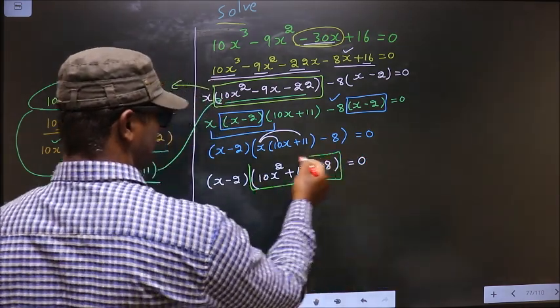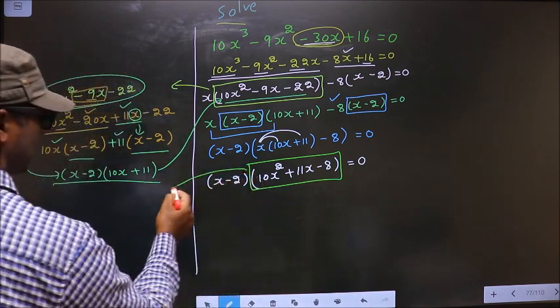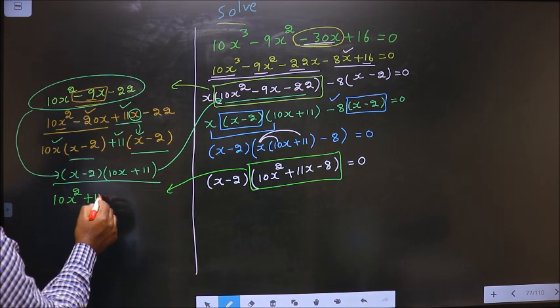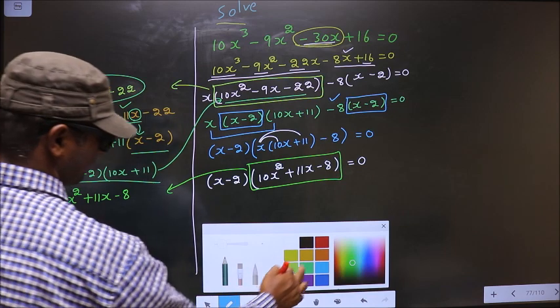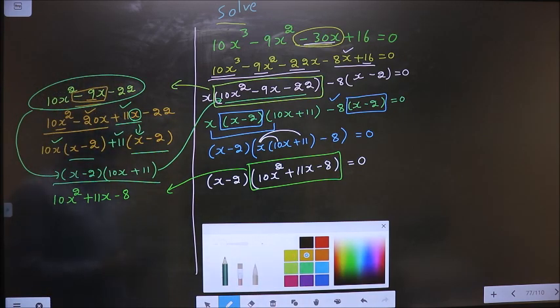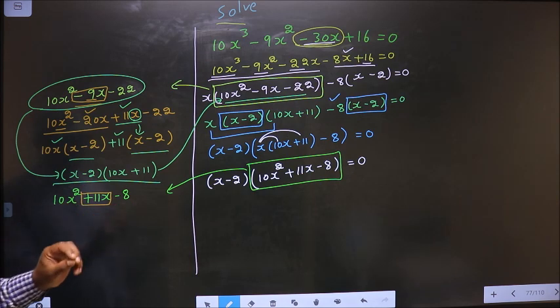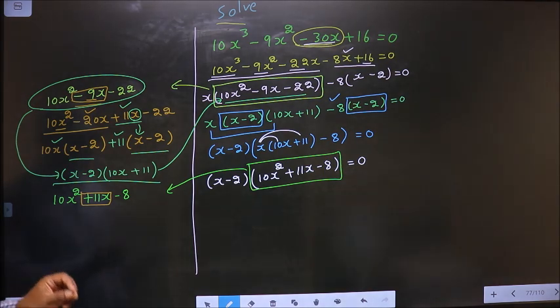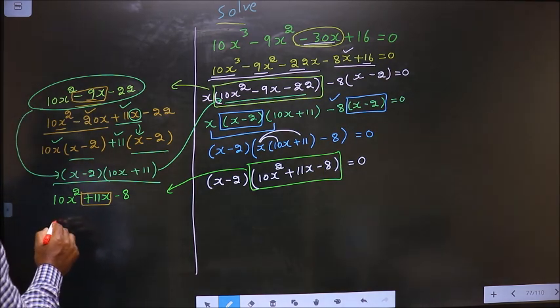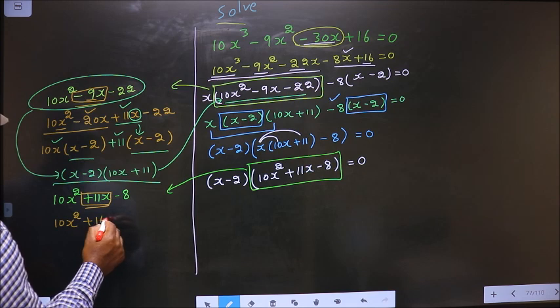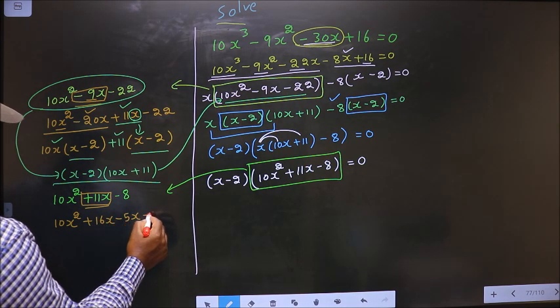Now I got quadratic. I will factorize this quadratic here, that is 10x square plus 11x minus 8. To factorize this, we should change the middle term, that is 11x. 10 into 8 is 80. 16 into 5 is 80. 16 minus 5 is 11. So now, in place of 11x, I write plus 16x minus 5x minus 8.